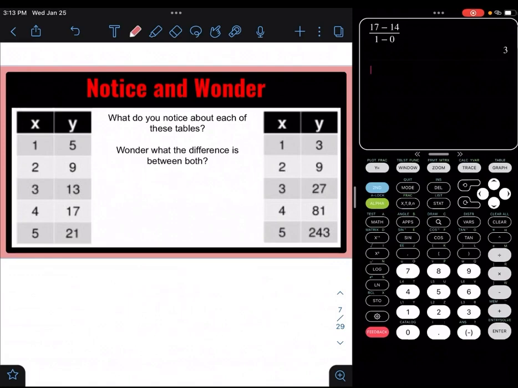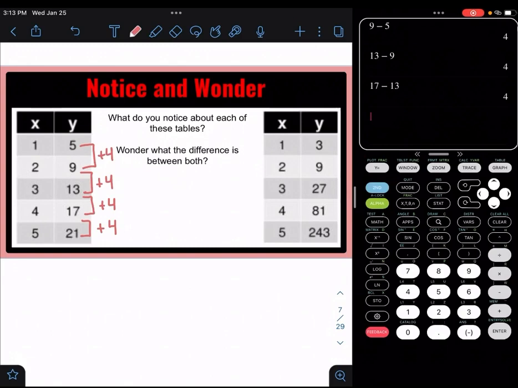And now what do I notice about these tables? Well, to get from 5 to 9, I could add 4. To get from 9 to 13, I could also add 4. 13 to 17, I could add 4. 17 to 21, I could add 4. If I didn't know that, I could also take the second number, 9, subtract the first number, 5, and get 4. Take the third number, subtract the second number, 4. Take the fourth number, subtract the third number, still get 4.